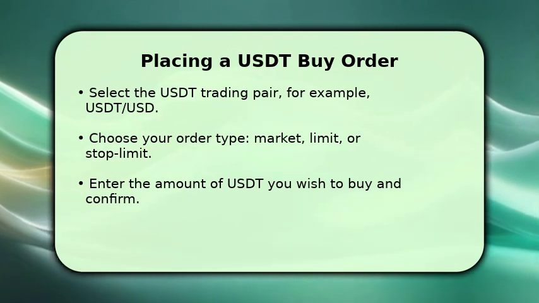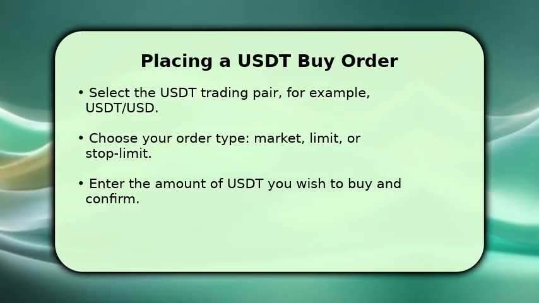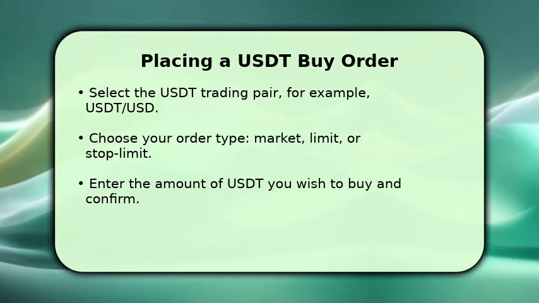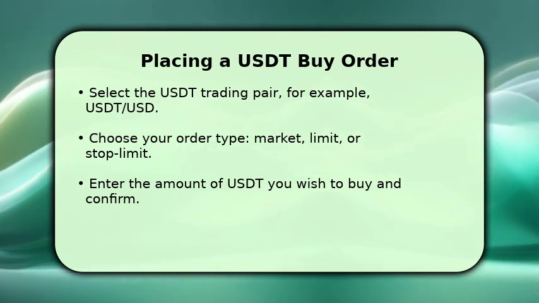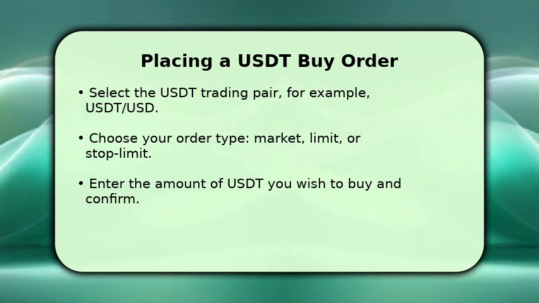A market order executes immediately at the current best price, while a limit order allows you to set a specific price at which you want to buy. Enter the desired amount of USD you want to acquire, review the order details, and then confirm your purchase. Your USD will appear in your wallet shortly.